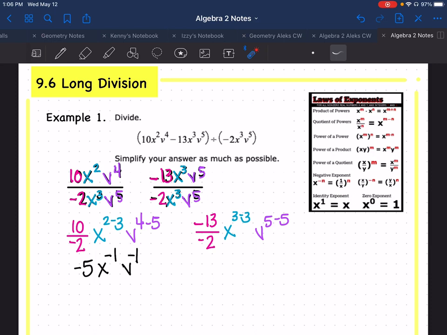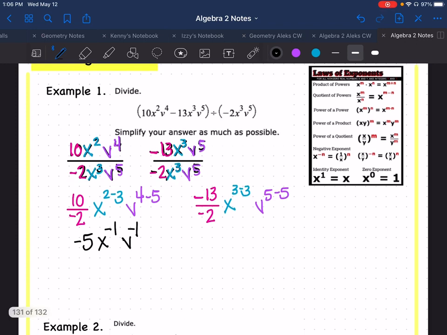The 1 to the n would stay 1, and I would multiply it by the negative 5 that's there. So the negative 5 is the only one that's staying in the numerator, and the x and the v are going to go to the denominator, and they are going to become positive. So my first term looks like this: negative 5 over xv. Because if I raise it to the first power, it's just the base. I don't have to put the first power.